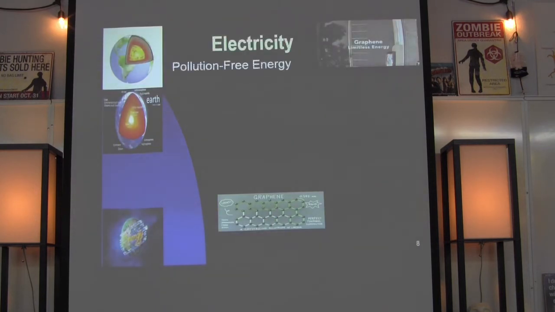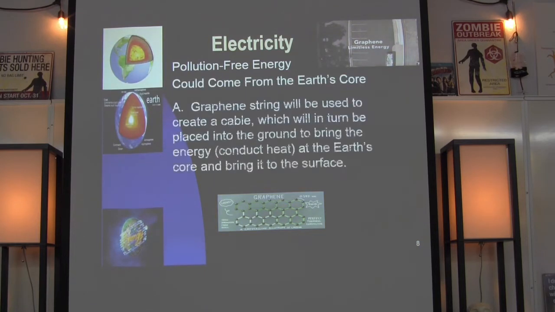Electricity, this one right here, I don't know much about it, but they're doing research on this as well. So, it could come from the Earth's core, as you know, is very hot. And basically graphene is really cool. It's through nanotechnology. It's 100 times stronger than steel, and it conducts thermal, which is heat.